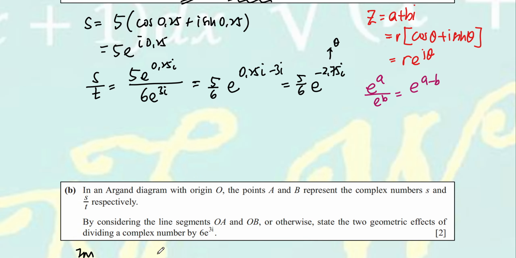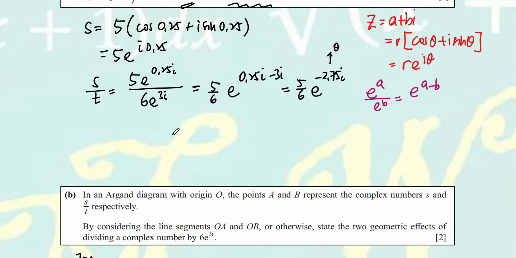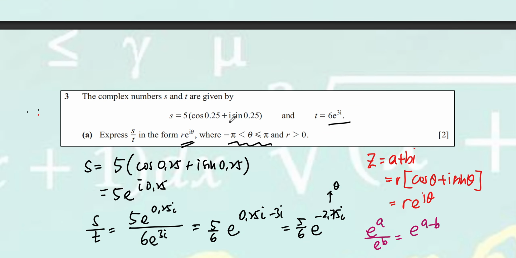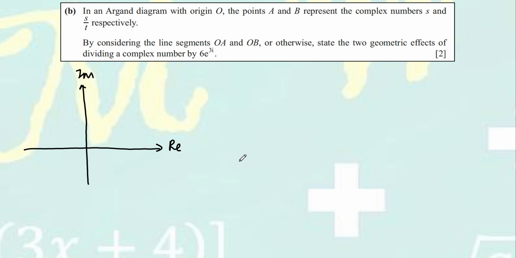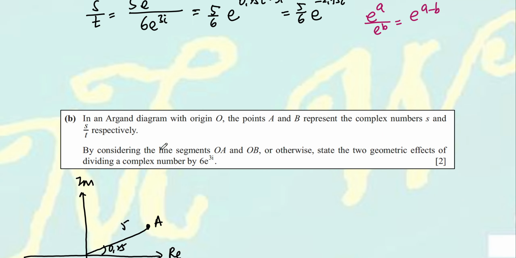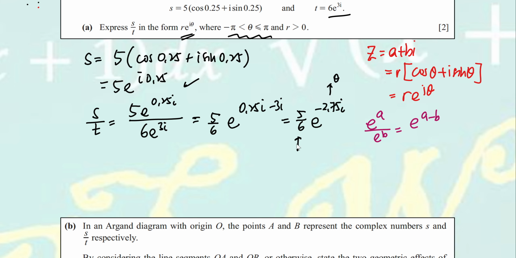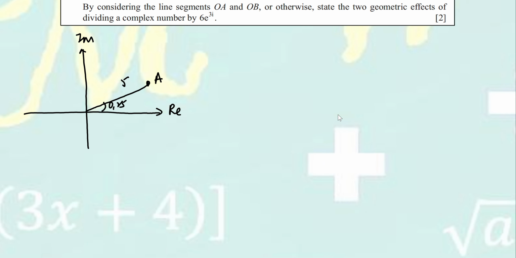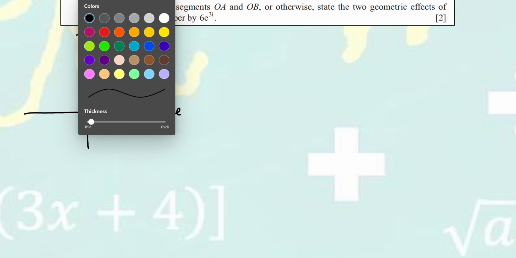Now considering the line segments OA and OB, OA is basically the s. That means the angle is 0.25 and the length of the line is 5. So 0.25 is probably here, and the length is 5 units. That is your argument. And then OB is s over t, the length is 5 over 6, and the angle is negative 2.75. So probably 2.75 is over here.